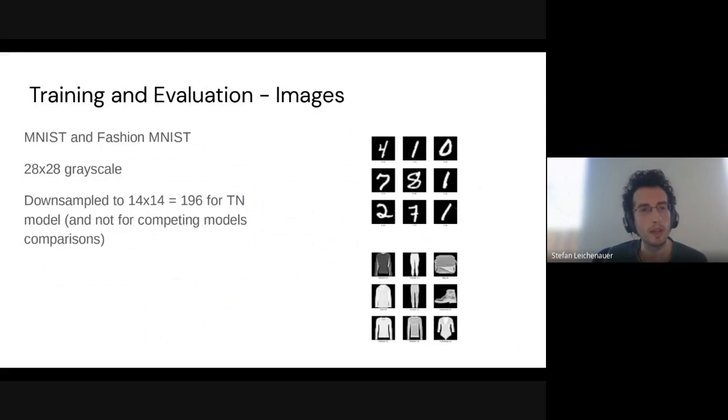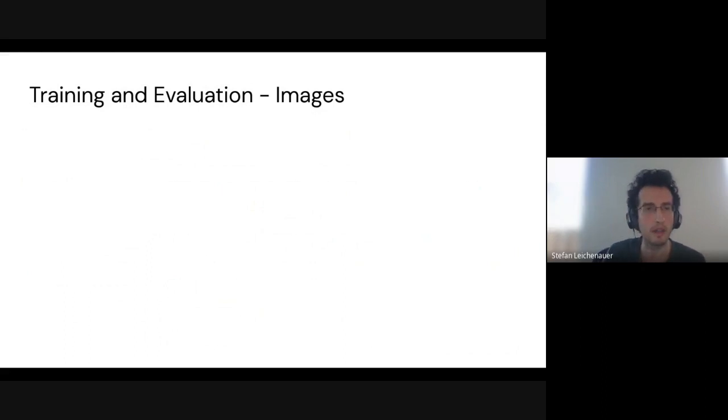These are 28 by 28 grayscale images, but we downsample to 14 by 14 for computational efficiency reasons. So the number of features here would be 196 for the TN model. The models that we compare to, when we compare performance, we don't downsample. So the TN model gets handicapped a little bit because we downsample the images. That's just a thing to note, and this was for ease of computation. You can think of this as just a piece of the feature map. The feature map involves downsampling before applying sine and cosine.